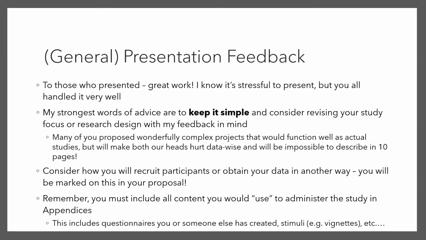This is mainly because many of you proposed wonderfully complex projects that would function really well as actual studies, but will make both of our heads hurt data generation and analysis wise, and will be impossible for you to describe well in just 10 pages. So if I strongly hinted that taking away one independent variable or dependent variable, or taking away one method of measuring your dependent variable would help you, I'd strongly advise for you to consider doing it. Consider too how you will recruit your participants or obtain your data another way, like through archival records, as you must include this information in the methods section of your proposal.